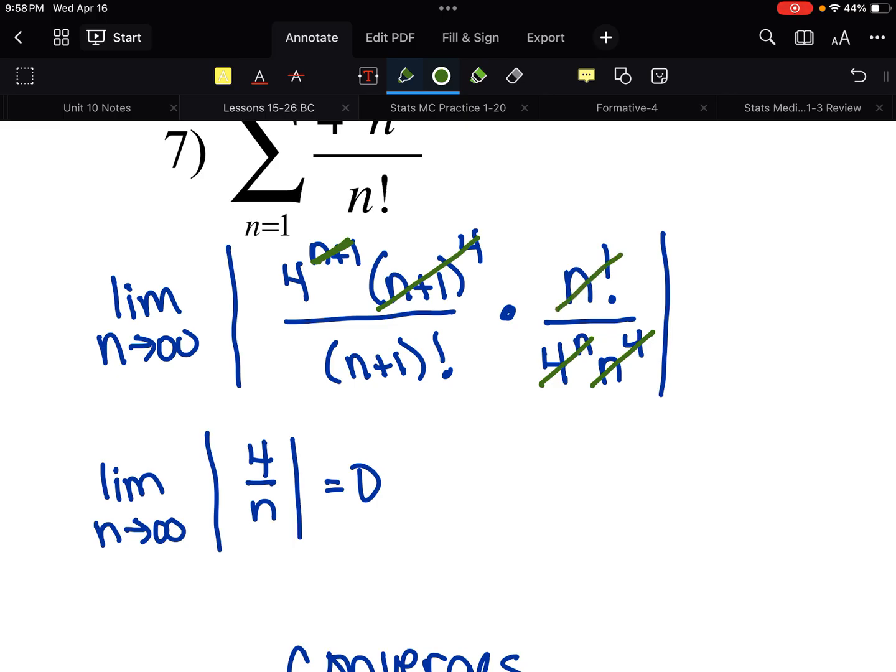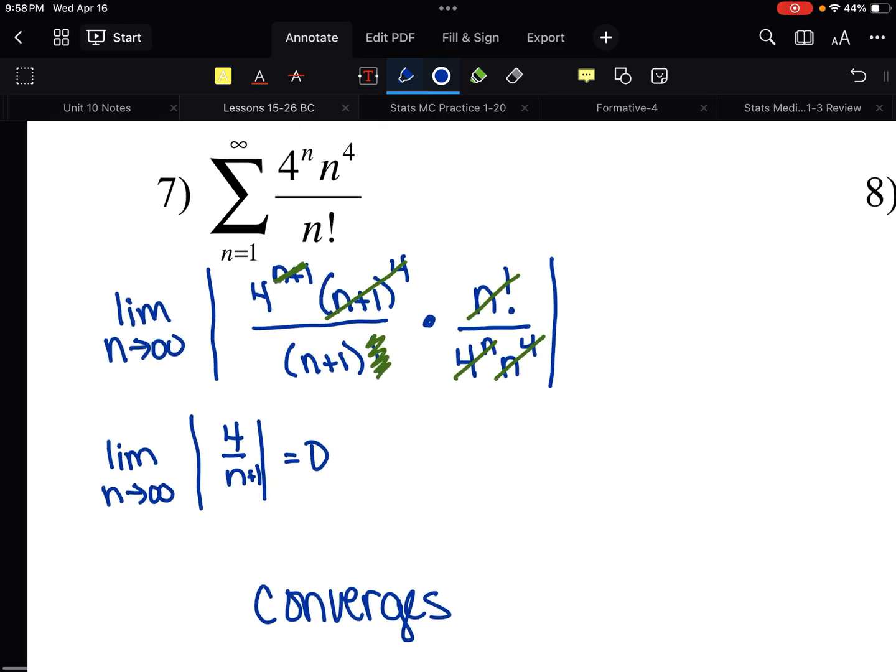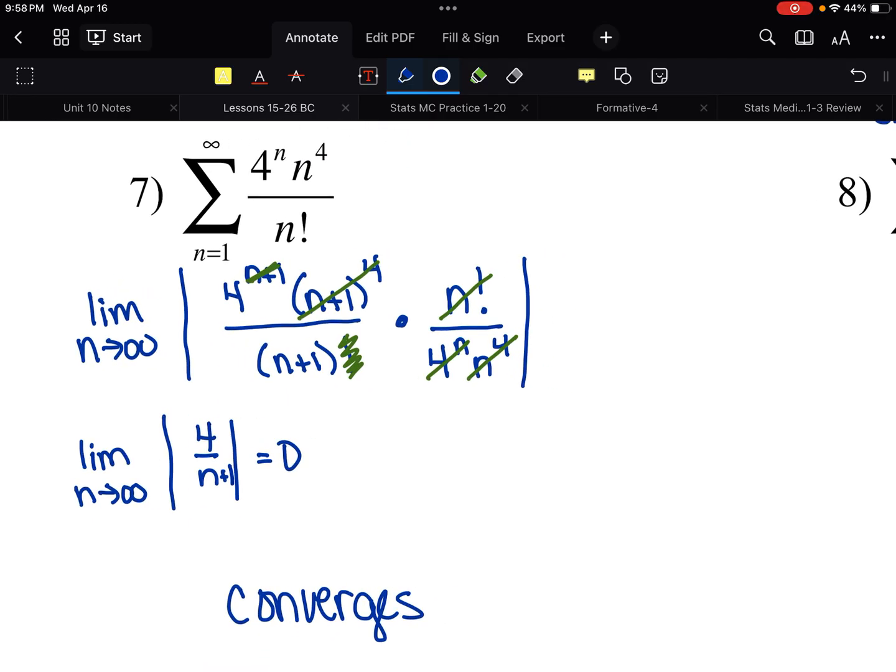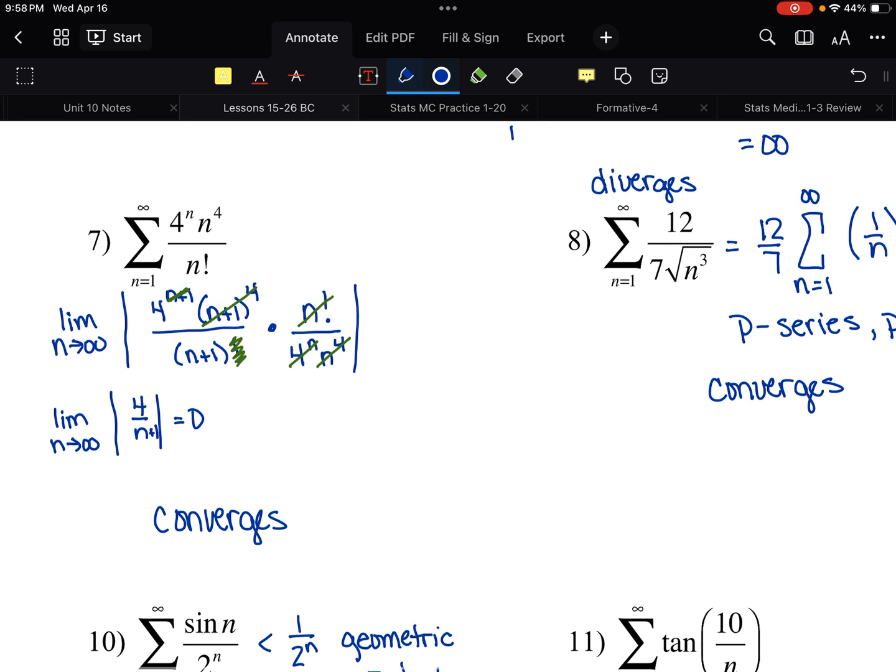Also, the n factorial is going to cancel out everything except the n plus 1. So we're left with 4 over n plus 1. And as n approaches infinity, that approaches 0. So that means when I divide the two terms, I get a very small number that's less than 1. So that's a convergent series.